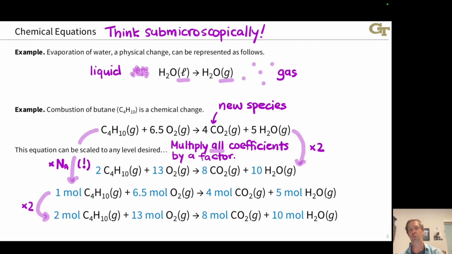Depending on the amount I want to make or the amount of stuff that I have on the reactant side, I can think of this chemical equation as occurring at absolutely any scale, and these number ratios that are built into this simplest version of the equation apply at any scale.